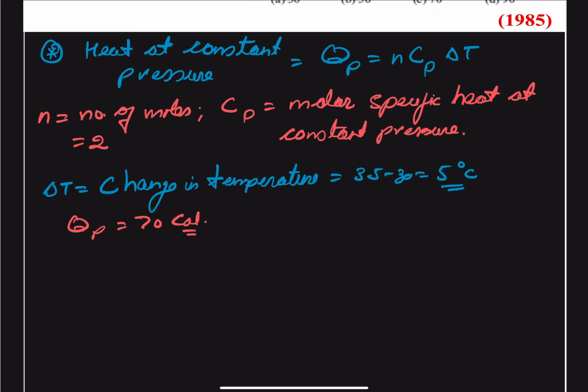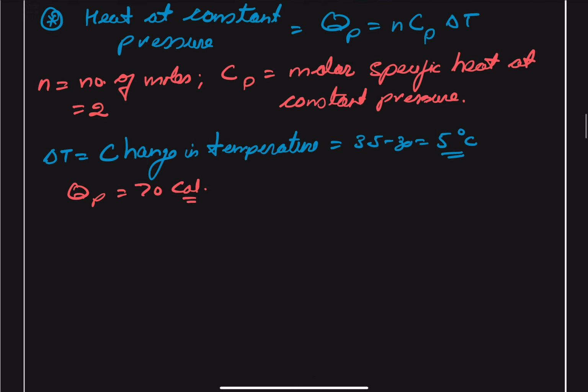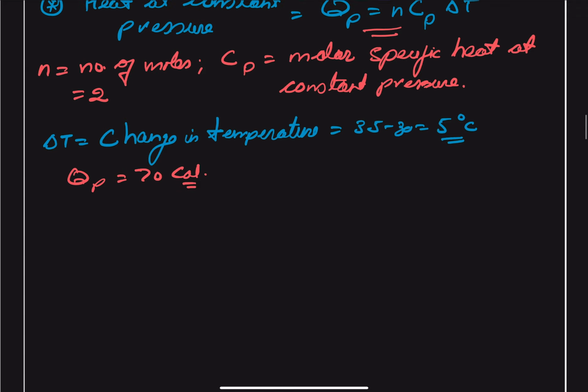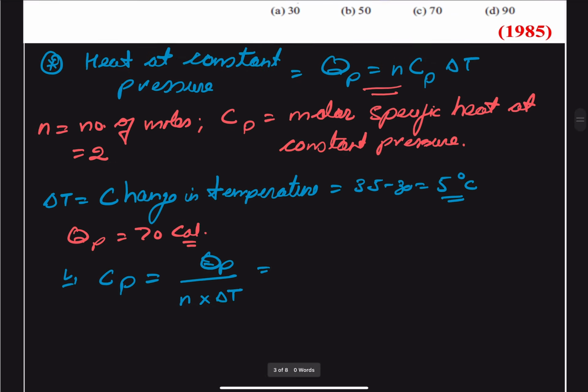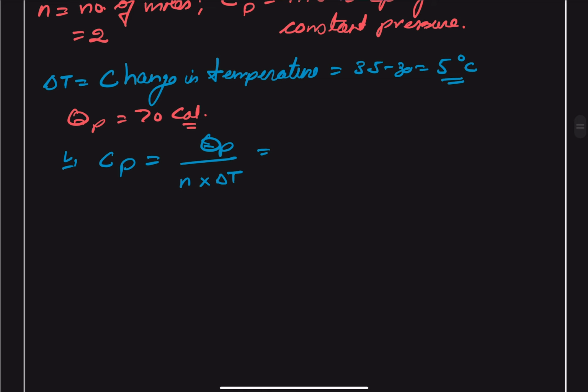So from here, this formula we can find out our Cp. So therefore we can write that Cp will be equal to Qp divided by N multiplied by delta T, and substituting the values, we get 70, N is 2, delta T is 5, and this gives us 7 calorie per gram mole per degree centigrade.